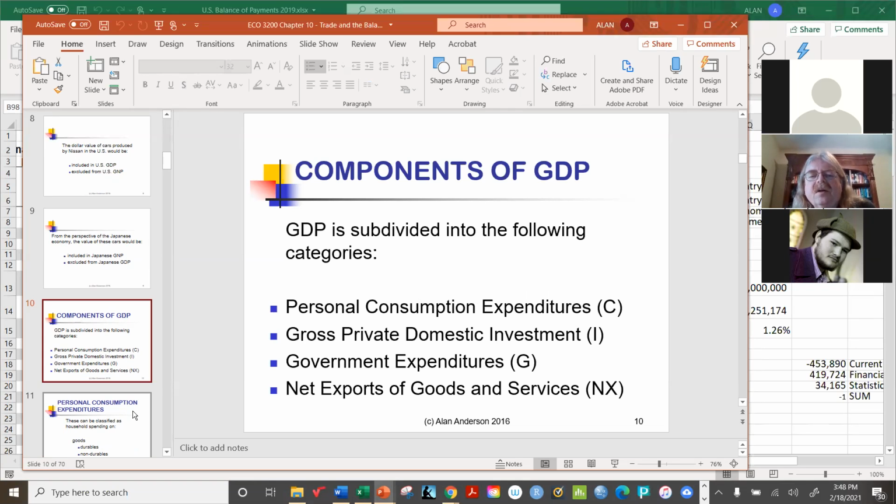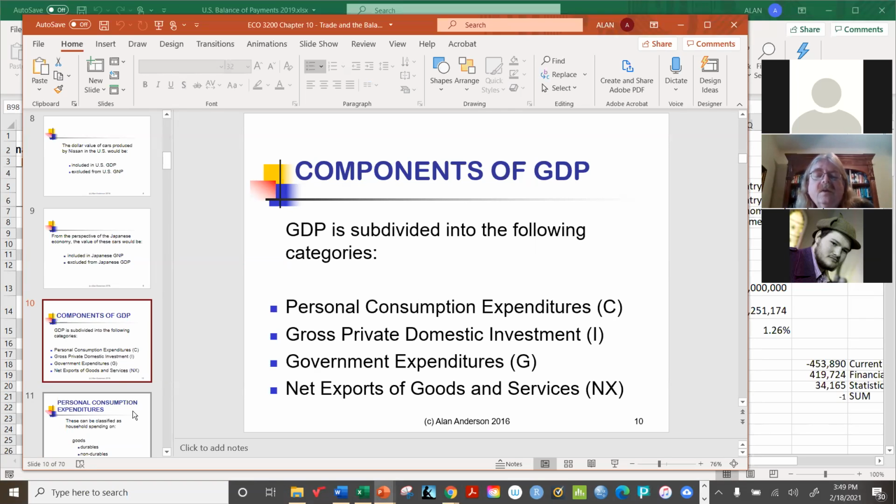All right, we have personal consumption expenditures, which we'll call C from now on. We have gross private domestic investment, which we'll call I. We have government expenditures, where the magic word there is expenditures, not spending, but actual purchases of goods and services. That counts as G. And then finally, the one that we're going to focus on in this class is net exports of goods and services, or NX. So it's hard to believe, but everything can fall into one of these categories.